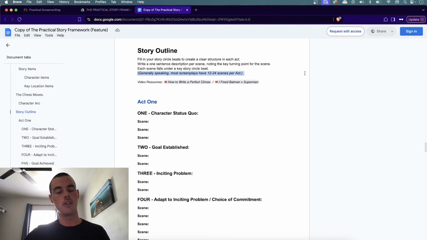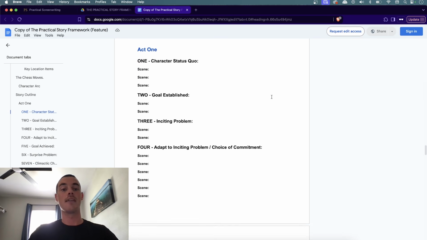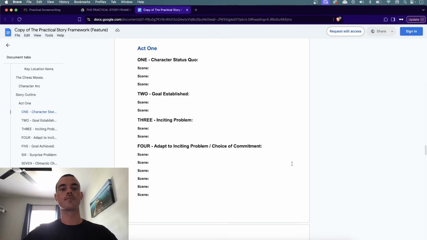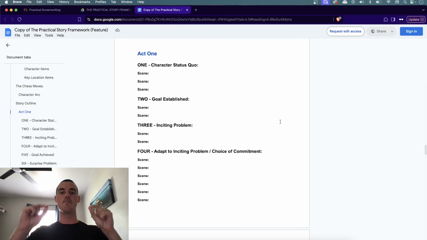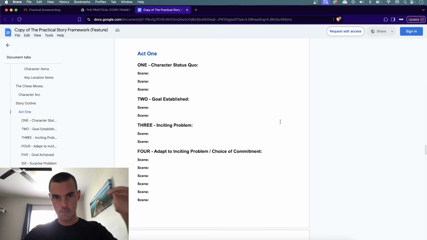Now, generally speaking, most screenplays have 12 to 24 scenes per act, and I have expressed that here. Also, what I have done is shown you usually how many scenes, give or take, are falling under each of these story circle beats, and it's not equal. So the beats of the story circle are not perfect pizza slices. They are uneven, and I'll show you that here.